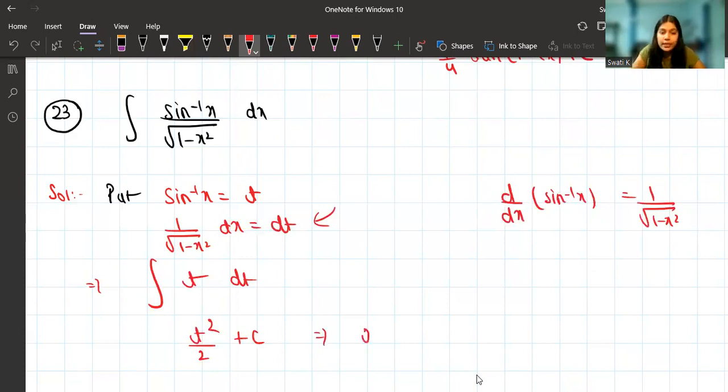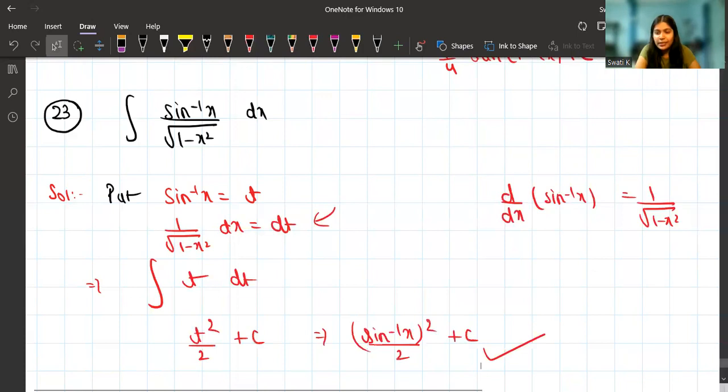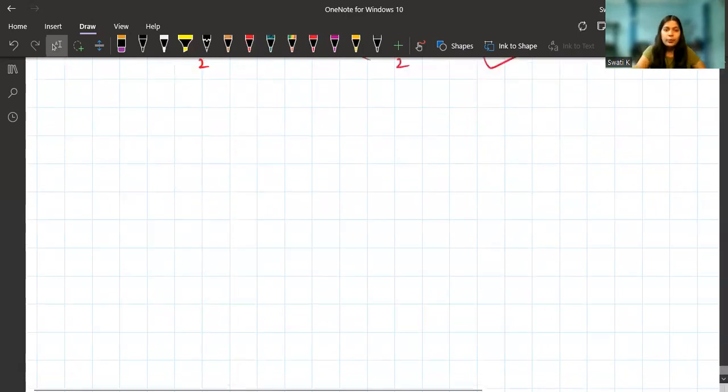Now t is your sine inverse x. So sine inverse x whole square upon 2 plus c. That's your answer. Okay, so let's go to the 24th question.